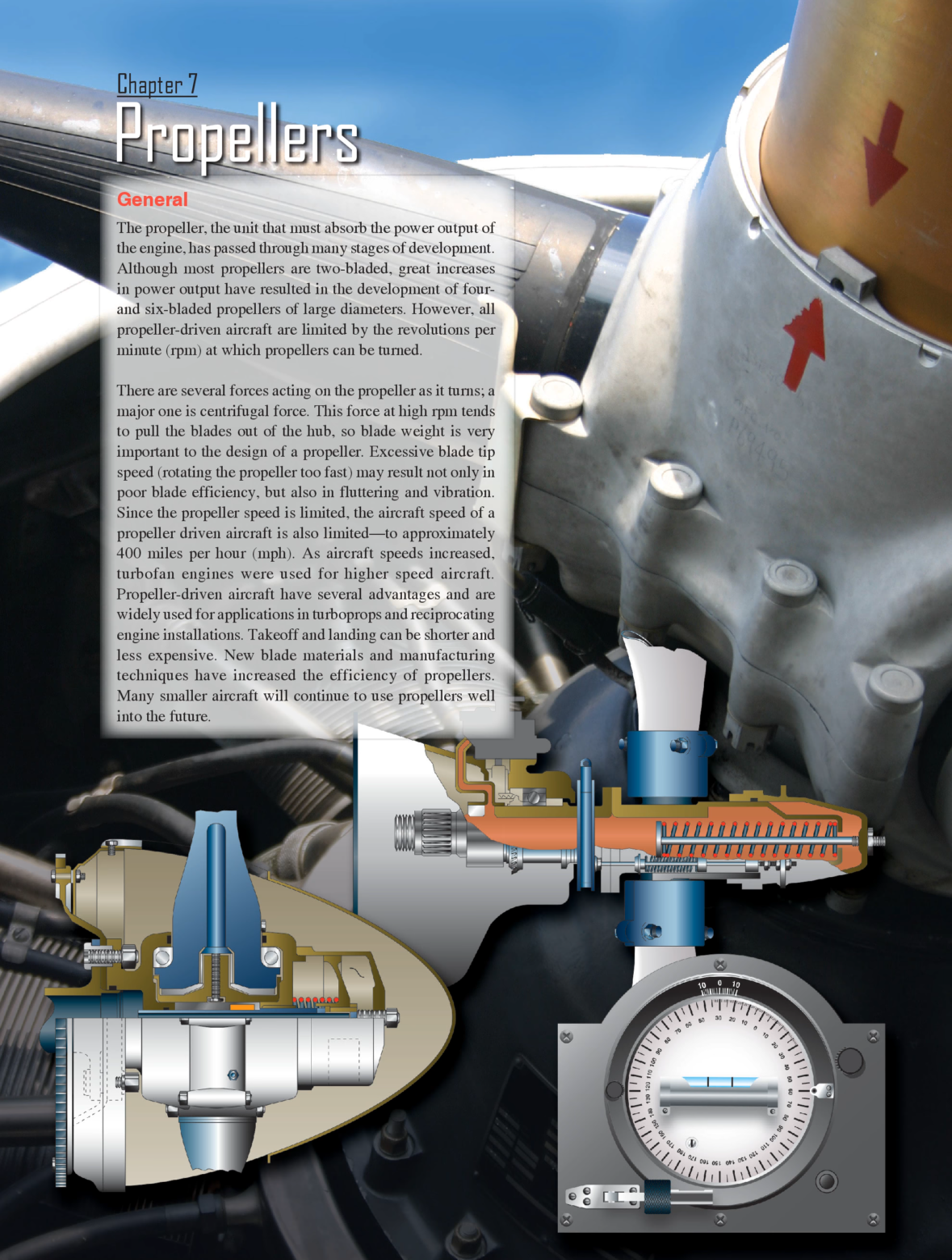Excessive blade tip speed, rotating the propeller too fast, may result not only in poor blade efficiency, but also in fluttering and vibration. Since the propeller speed is limited, the aircraft speed of a propeller-driven aircraft is also limited, to approximately 400 miles per hour. As aircraft speeds increased, turbofan engines were used for higher speed aircraft.